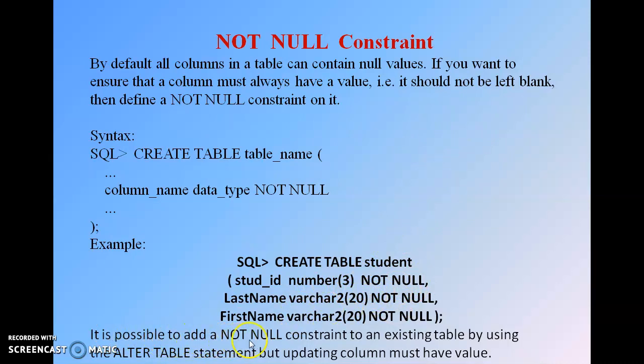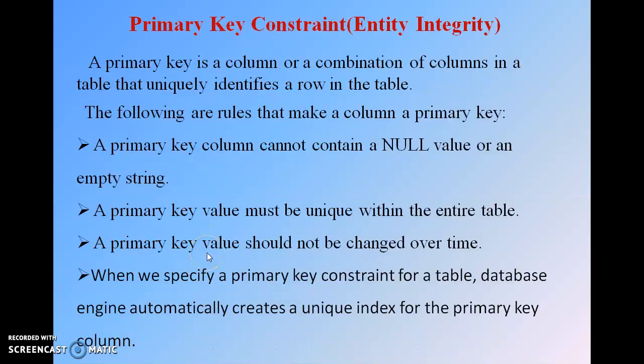It is possible to add a not null constraint to an existing table by using the alter table statement, but the updating column must have a value. Means if we have an existing table, and we want to set a particular column with a not null constraint, then we can set that column with a not null constraint by using the alter table statement, but while updating, that column must have a value.